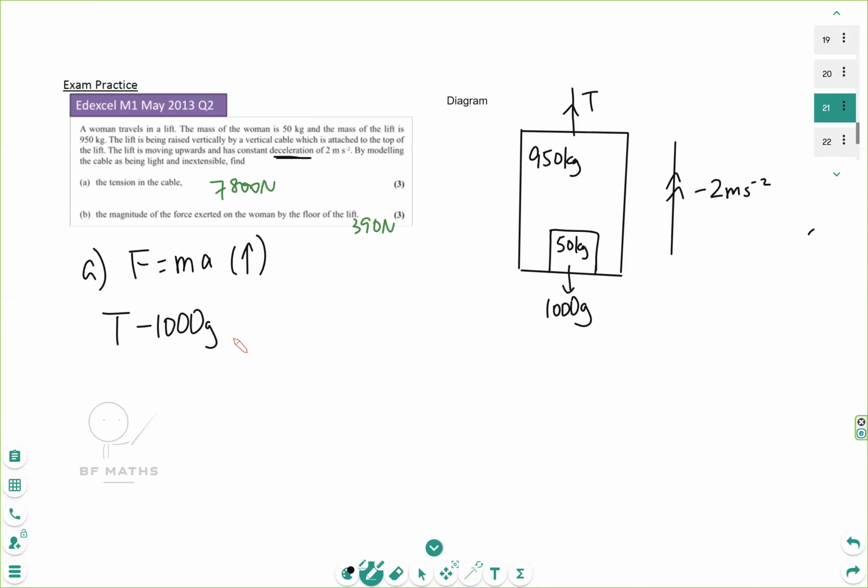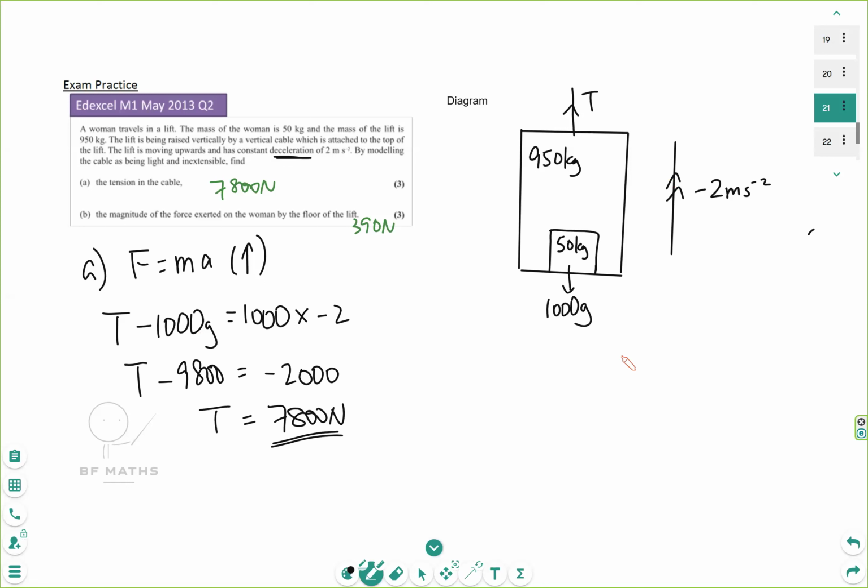So T minus 1,000 g equals the combined mass, 1,000, times a, which is minus 2. So T minus 9,800 equals minus 2,000. So when you add it, you get 7,800 Newton. Okay. Part B. Find the magnitude of the force exerted on the woman by the floor of the lift.